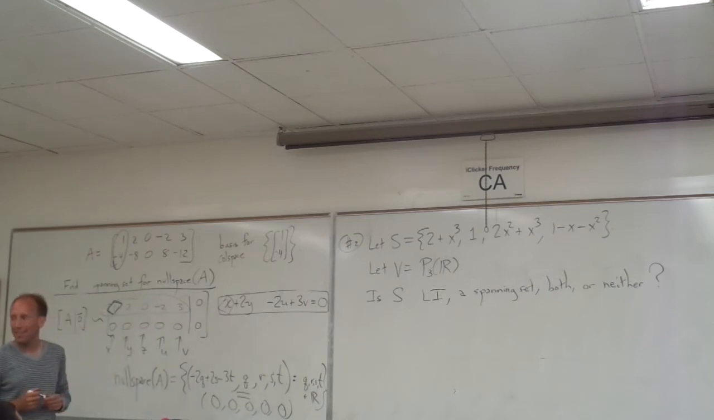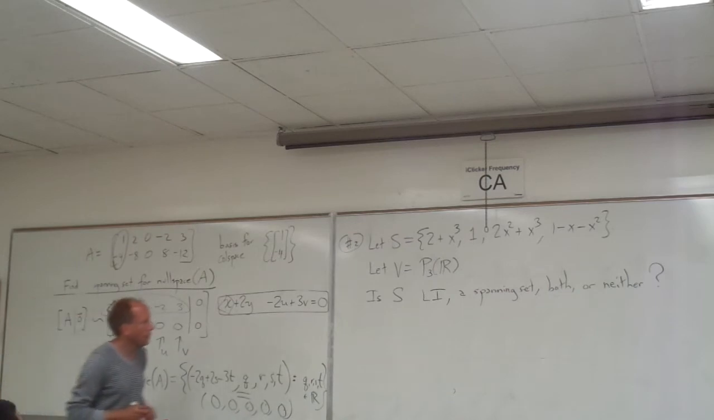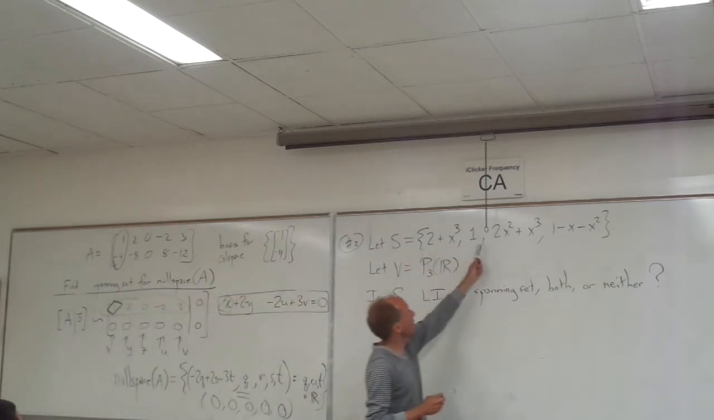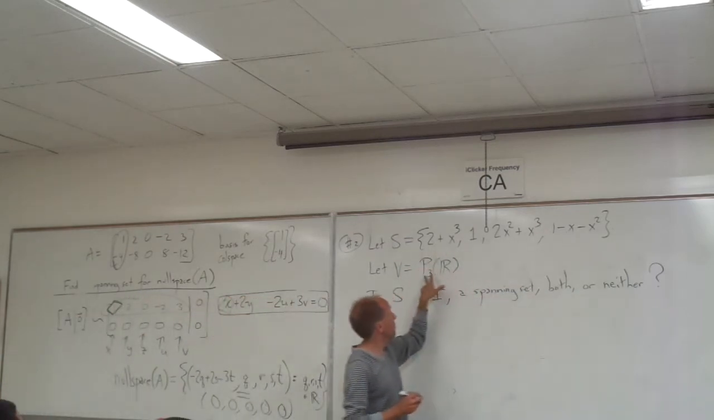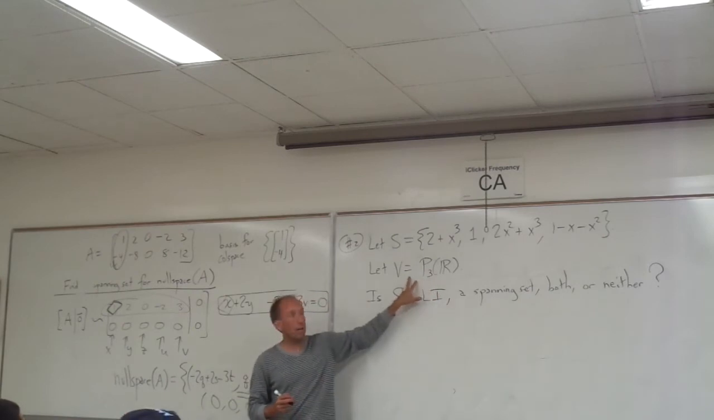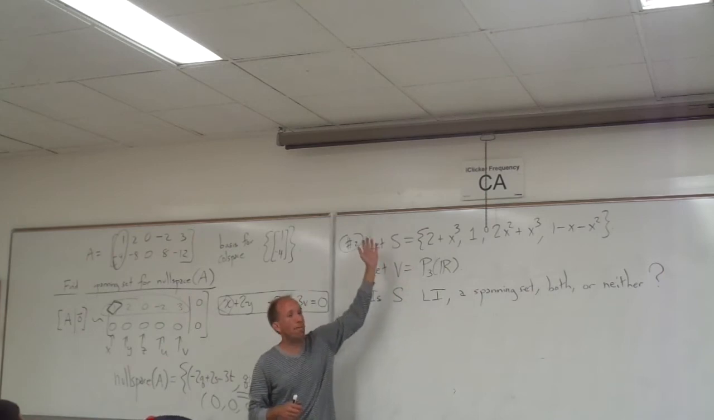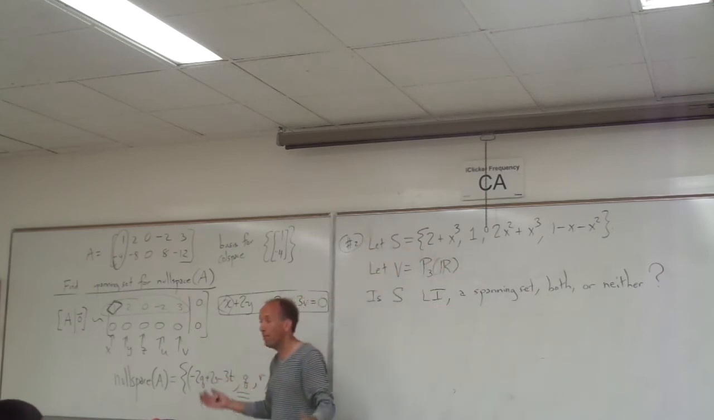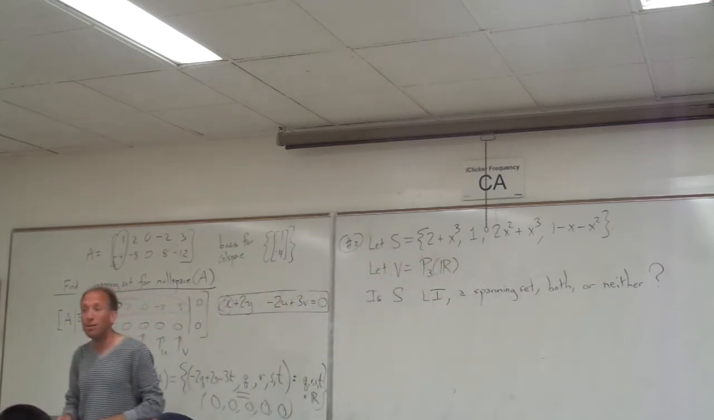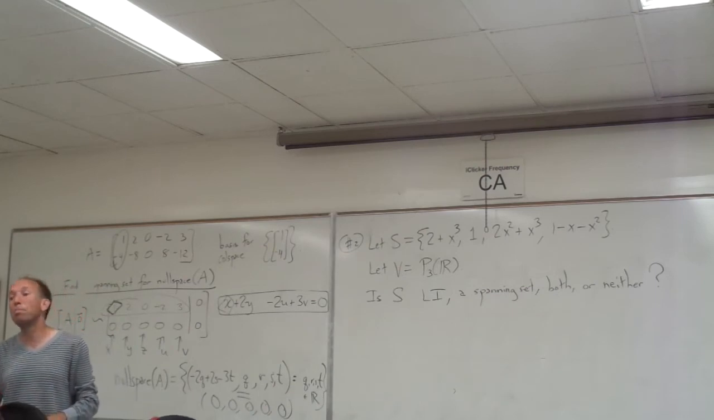Well, it has 4 vectors. I have 4 vectors. What is the dimension of V? N plus 1, which would be 4. Okay, so it's 4-dimensional, and I have 4 vectors. So I gave you the right number of vectors, yeah? Does it mean it's a basis? It's either both or neither.